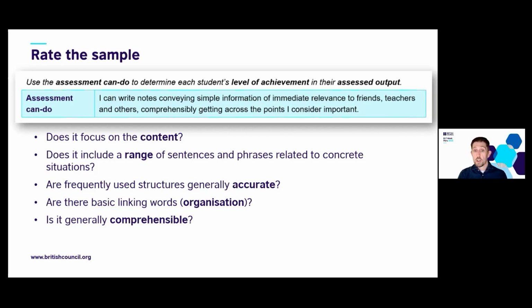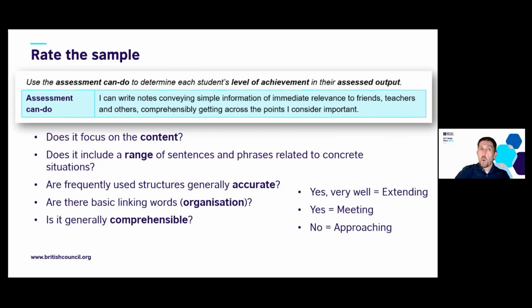Are frequently used structures generally accurate? Yeah, they do that very well, actually. They use basic linking words and it's comprehensible. So if we're to grade this on one of three levels, where we're answering no to some of the questions, that would be not quite meeting that criteria. If we answer yes to all of them, we can say yes, it's meeting it. If we say yes very well to some or all, it's actually going beyond this.